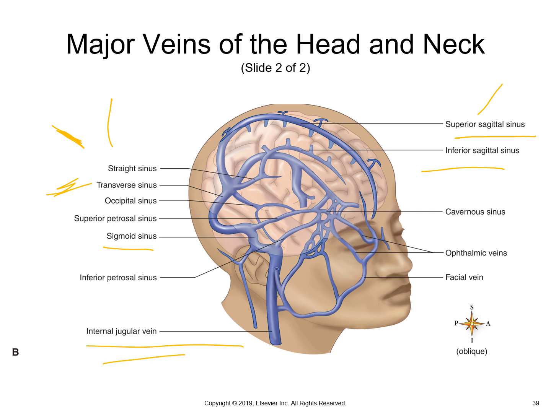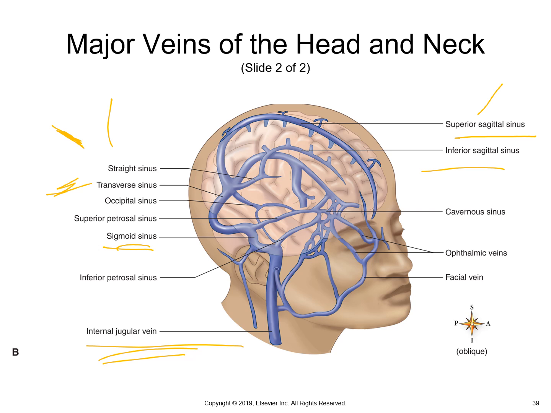All right, and then we have the sigmoid sinus, which is here, and it's S-shaped, or S in shape. That's why we call it sigmoid, and it's located at the base of the skull, and it directly drains into the internal jugular vein, which is here. So the internal jugular vein is what carries the blood out of the skull.